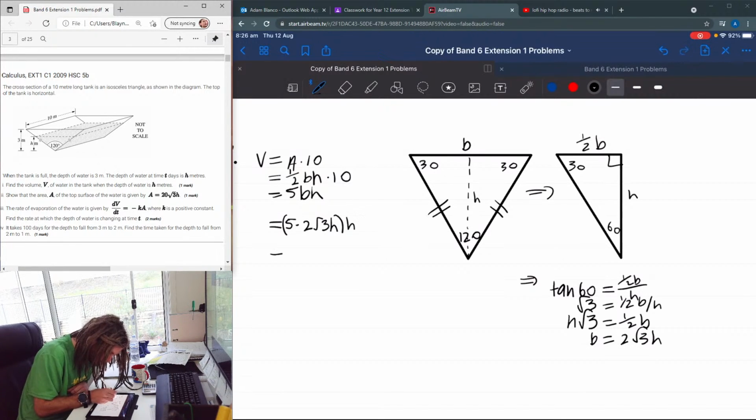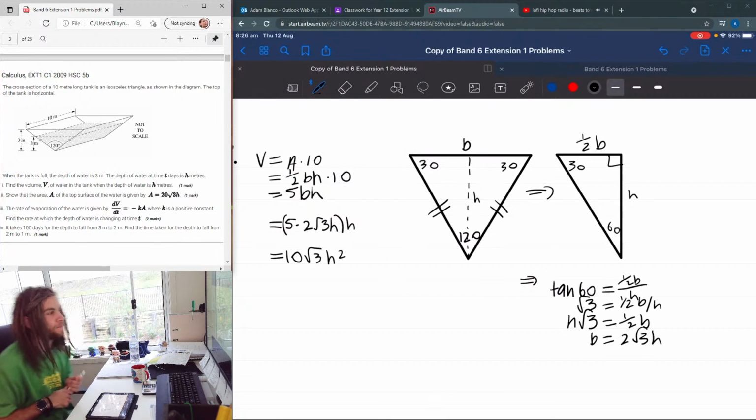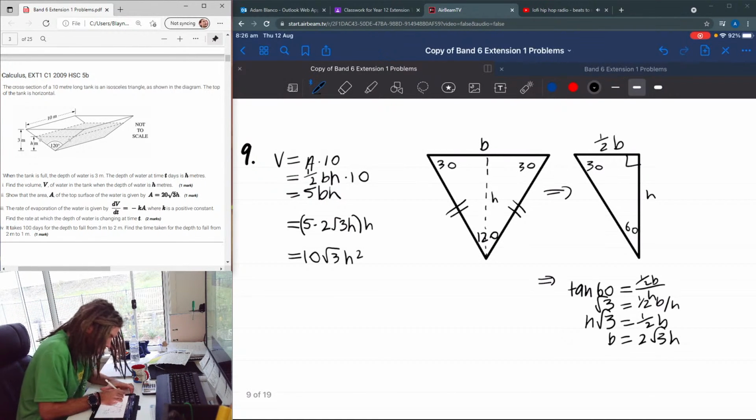H. So then that's 10 root 3 H squared. Okay. I hope that makes sense. The volume. Okay. That was meant to be I.